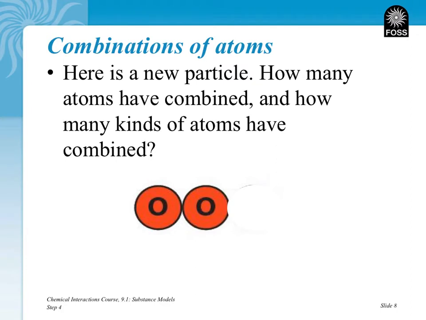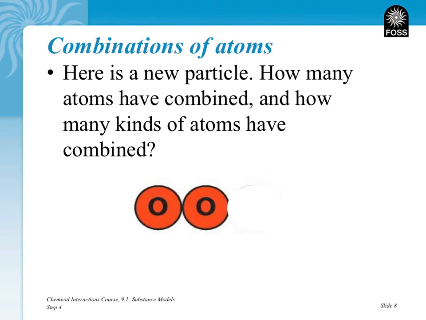Here's a representation of a new particle. Particle in this case has two. I'm kind of giving away the answer. How many atoms have combined, and how many kinds of atoms have combined? Well, atoms in this case are the circles. So how many circles do you see? There's two. Well, how many kinds of atoms have combined? Well, notice in this, they're both red, and they're both an O, so that means they're both oxygens. So it's only one kind of atom.